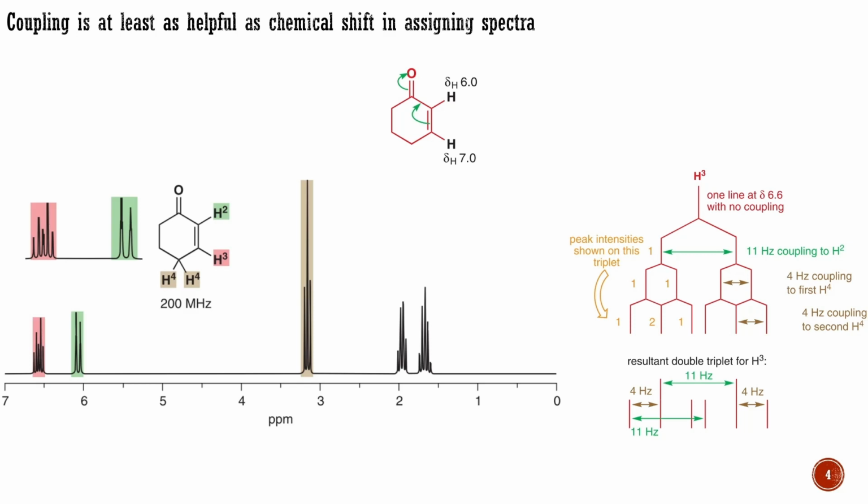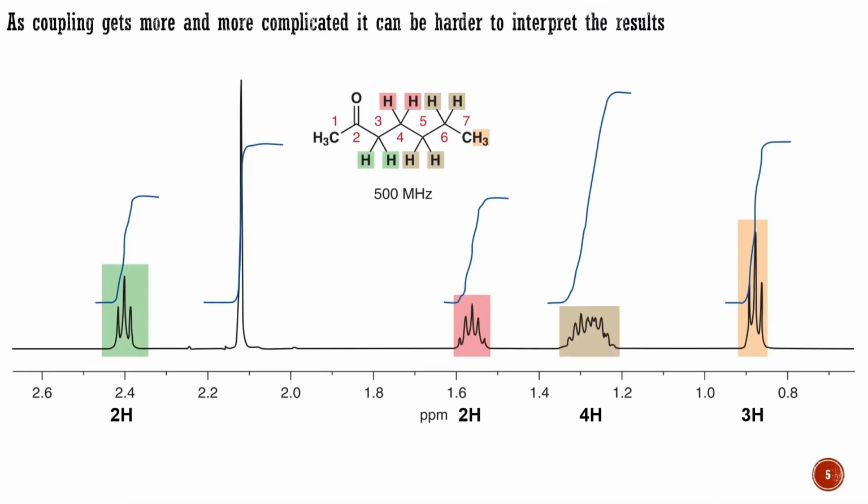Accordingly, in the signal of H3 proton, the 4 Hz separation of the lines is caused by the coupling with the protons indicated as H4. And the 11 Hz separation in the two triplets is caused by the coupling with the proton indicated as H2. As coupling becomes more complicated, interpreting the results can be challenging, but with a clear understanding of what to look for, things become easier.